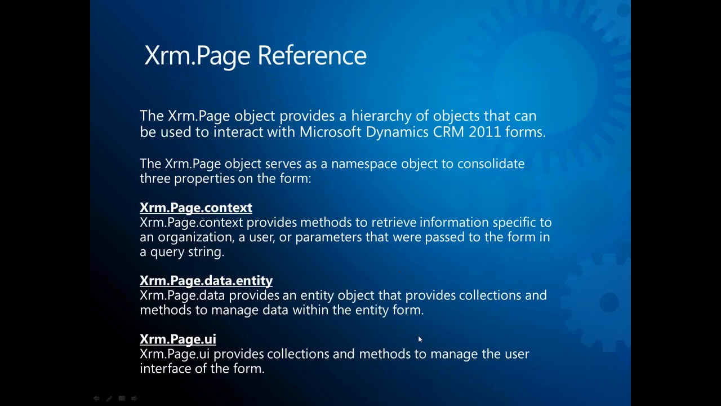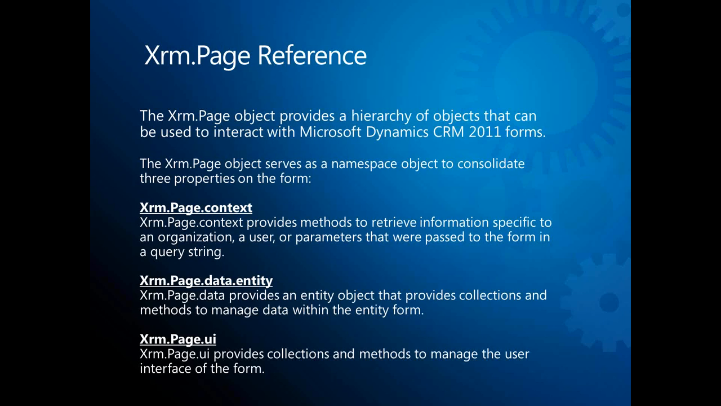All right. So then the next thing is talking about the reference. What are the 3 main topics? Again, you've got your XRM page, which is your hierarchy. Then you've got your context, which provides the methods to retrieve the information specific to an organization. Then you have your data entities, which provide the entity objects and the way of getting them. Now the entities are going to be your fields, which are custom fields that we create or system views that are already there.